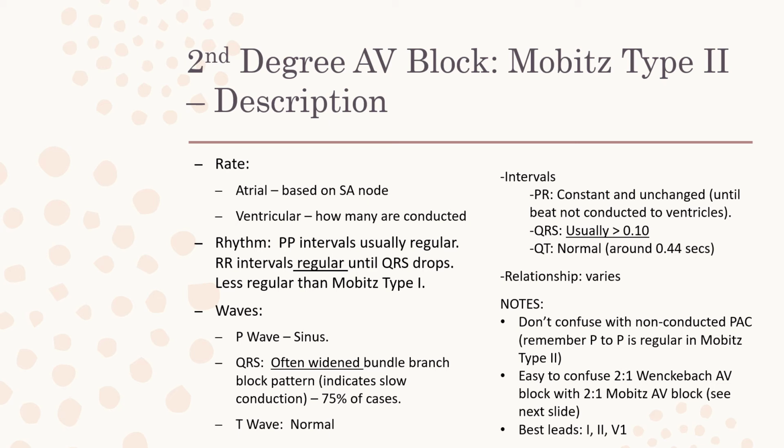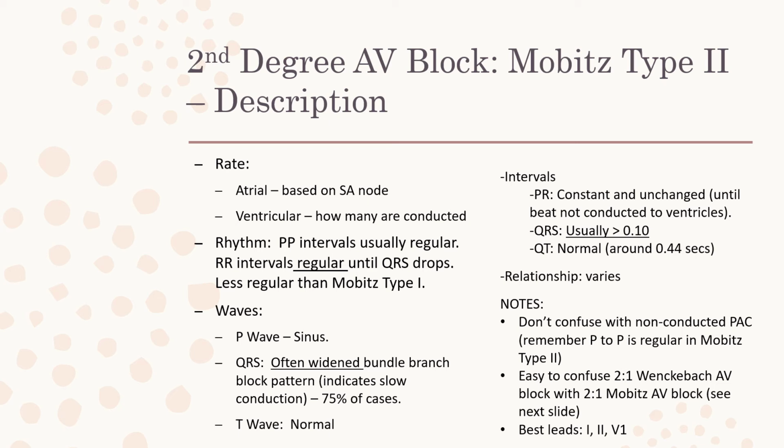In about 75% of the cases, you're going to see that bundle branch pattern. Your T wave is normal. Your intervals, your PR is constant and unchanged until the beat is not conducted to the ventricles. Obviously, there's no PR there. Your QRS is typically greater than 0.1, and your QT is normal, around 0.44.